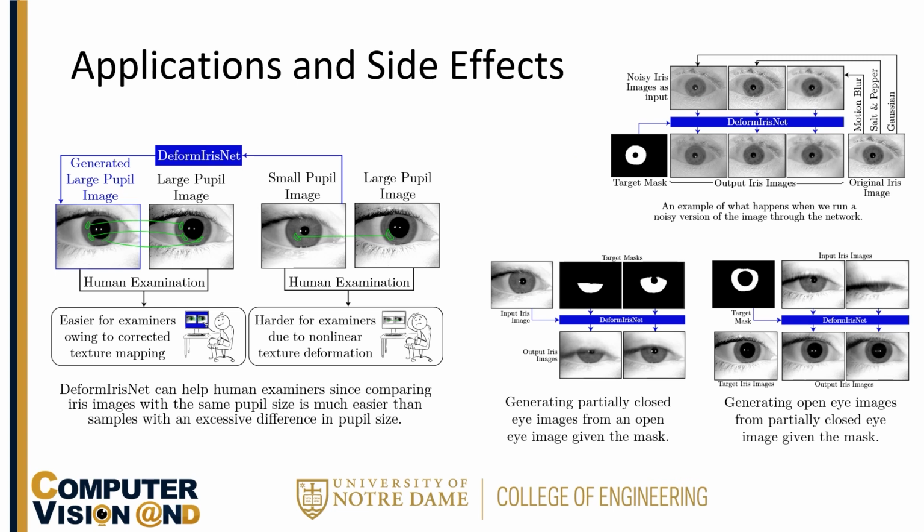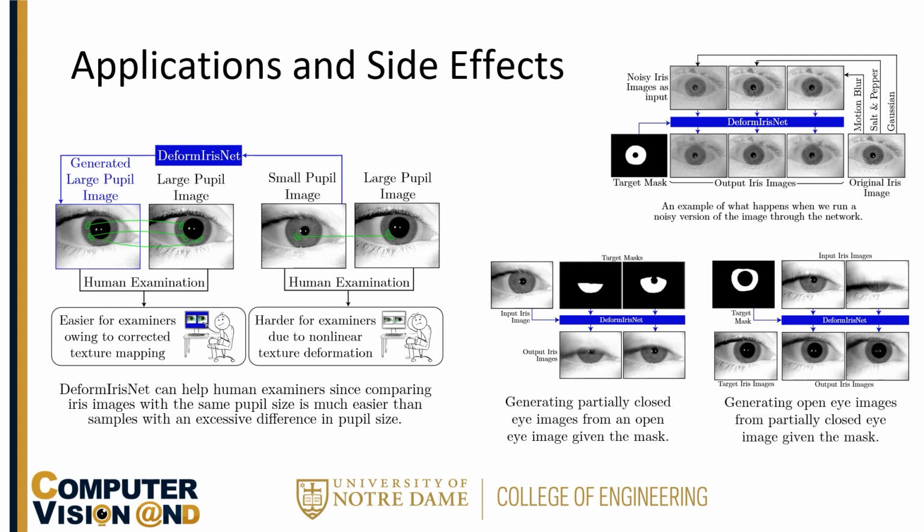So here we discuss the potential applications and side effects our model has. So firstly, we believe it can greatly help the human examiners, since comparing iris images with large difference in pupil size is very tough for them, and our model can actually provide them with images of the same pupil size. We also see that our model can remove noise from the input image, though we should mention that we didn't explicitly train for it, and if it was trained for it, it would perform even better.